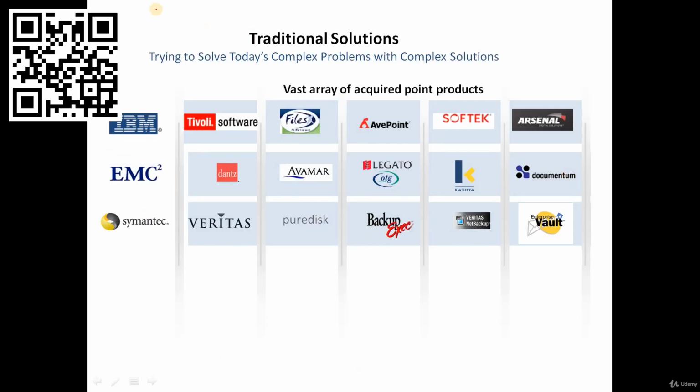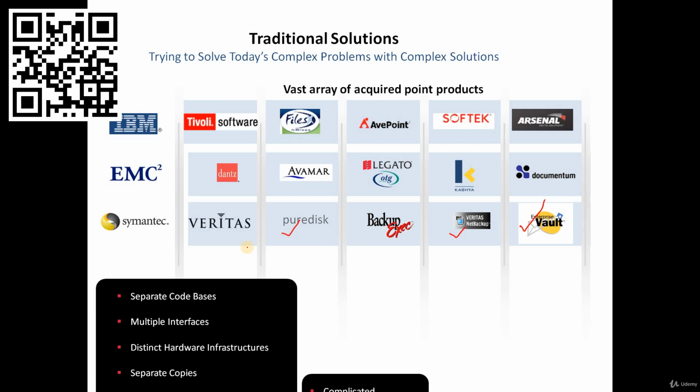Here you can see the traditional solutions that were earlier offered by different vendors. Especially if I talk about Veritas, they had PureDisk, they had Veritas NetBackup, they have Enterprise Vault for archiving purposes, right? So now they are trying to integrate these products as closely as possible so that they can offer a unified platform similar to Commvault.